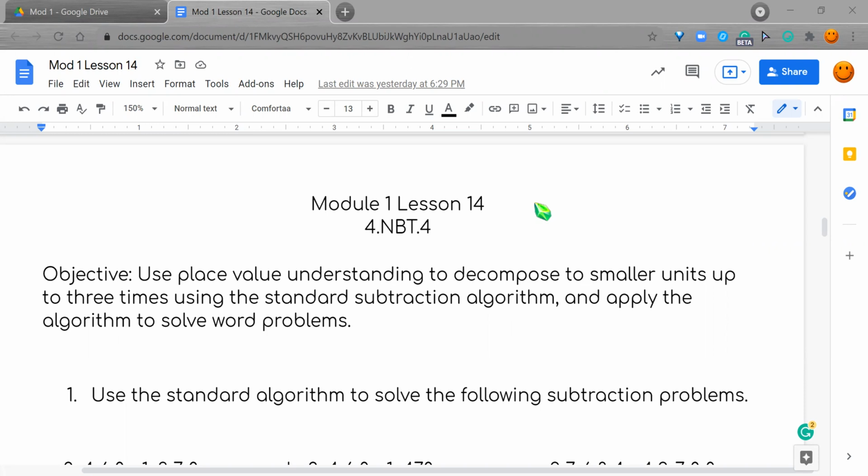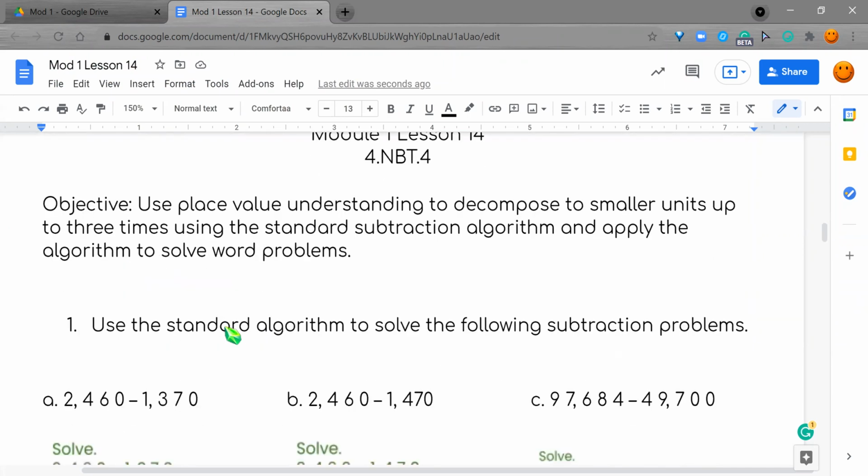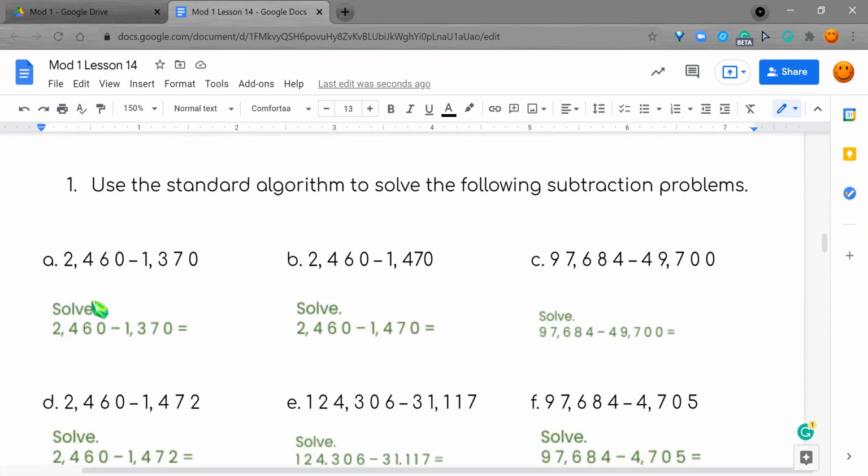And our objective of the day is to use the place value understanding to decompose to smaller units up to 3 times using the standard subtraction algorithm and apply the algorithm to solve word problems. So use a standard algorithm to solve the following problems. So again, we're going to practice just solving problems, and then we'll jump down to a word problem.